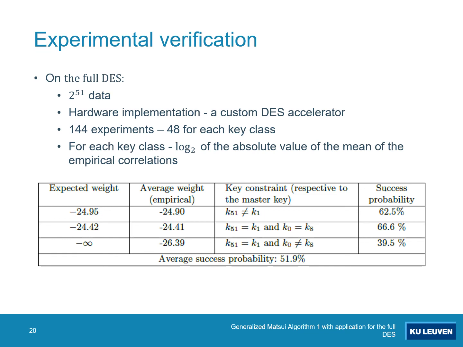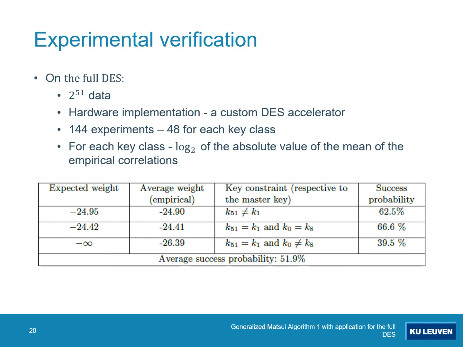As stated before, for the attack using the 16-round poisonous trail, the data complexity is around 2^51. Therefore, we used a hardware implementation based on a custom DES accelerator. We performed 48 experiments for each key class, leading to a total of 144 experiments.